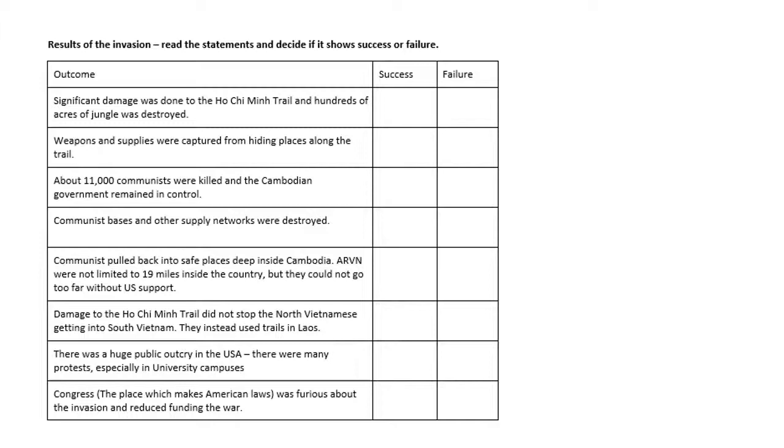So if we have a look at these statements, significant damage was done to the Ho Chi Minh Trail. Hundreds of acres of jungle were destroyed, as you saw in the previous picture. Success or failure? Well, that would be a success. Weapons and supplies were captured. Yep. 11,000 communists were killed. Cambodian government remained in control. Yep. Communist bases destroyed. So it's looking really successful.